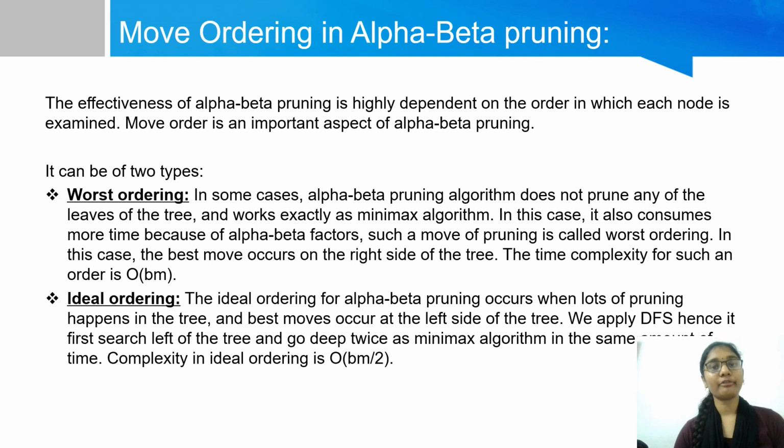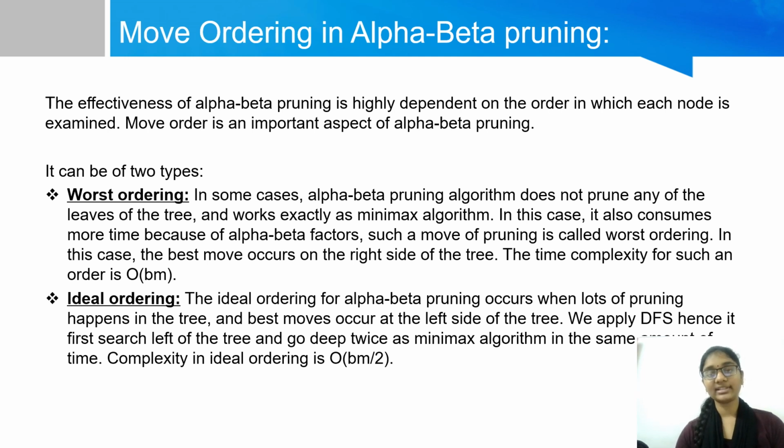The effectiveness of alpha beta pruning is highly dependent on the order in which each node is examined. Move order is an important aspect of alpha beta pruning. It can be of two types: worst ordering and ideal ordering. Worst ordering. In some cases, the alpha beta pruning algorithm does not prune any of the leaves of the tree and works exactly as the min-max algorithm. In this case, it also consumes more time because of alpha beta factors. Such a move of pruning is called worst ordering. In this case, the best move occurs on the right side of the tree.